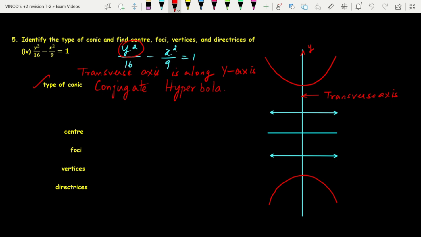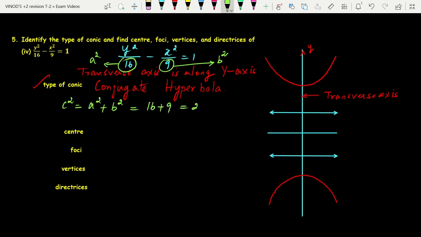Now identify what is your a square and what is your b square. The first term denominator is a square. The first term denominator 16 is your a square. The second term denominator 9 is your b square. So c square formula is a square plus b square. So it is equal to 16 plus 9 equal to 25. So taking square root, c is equal to 5.